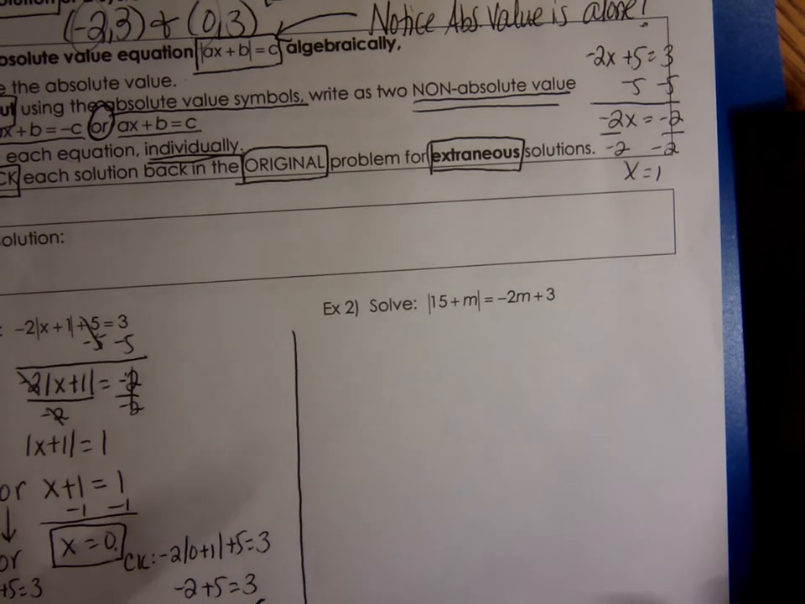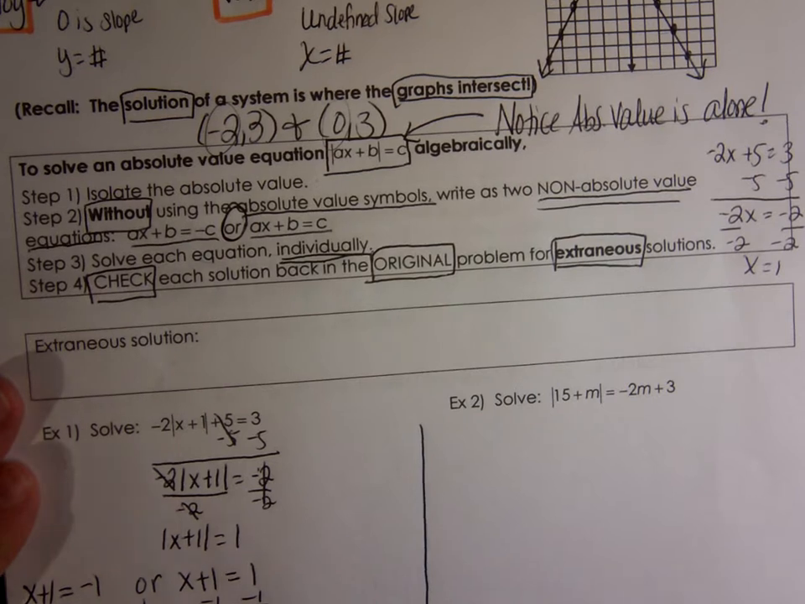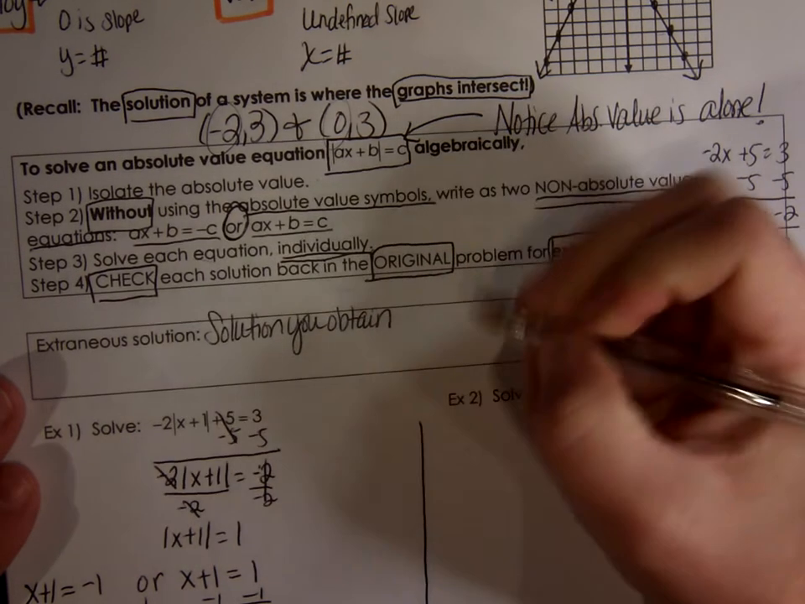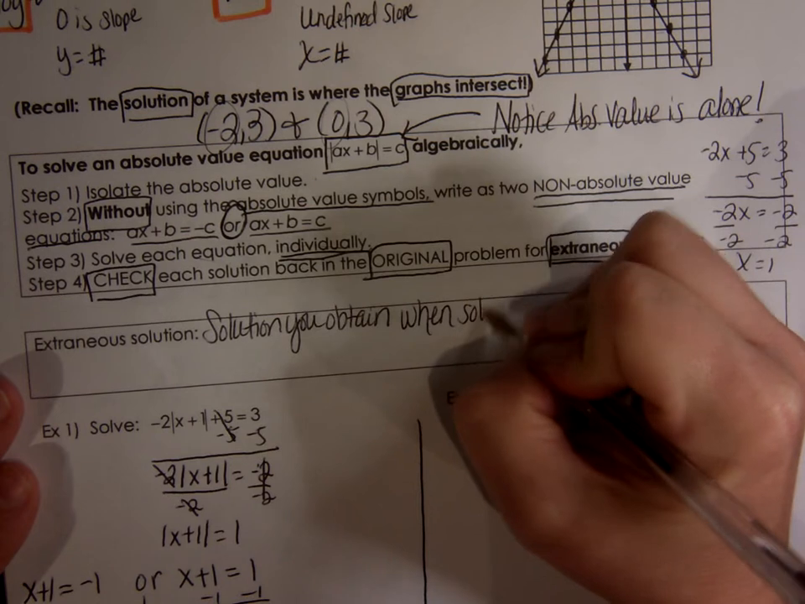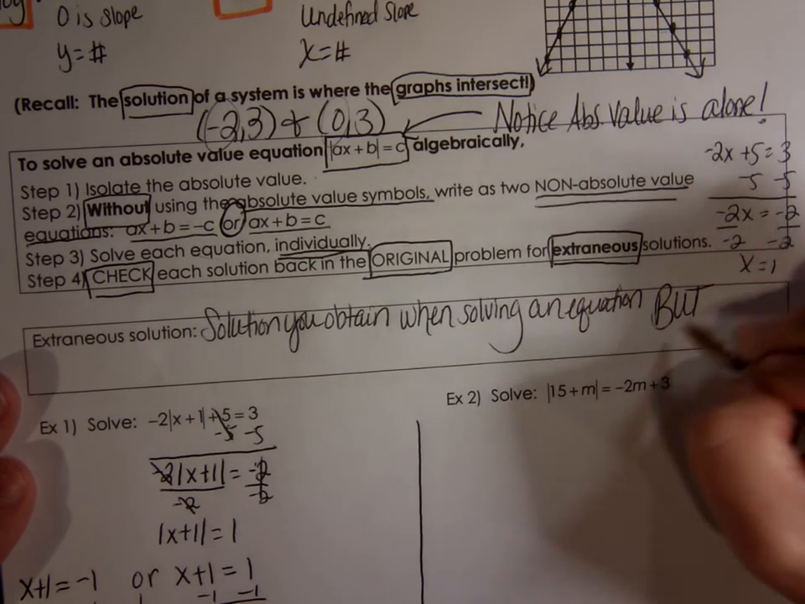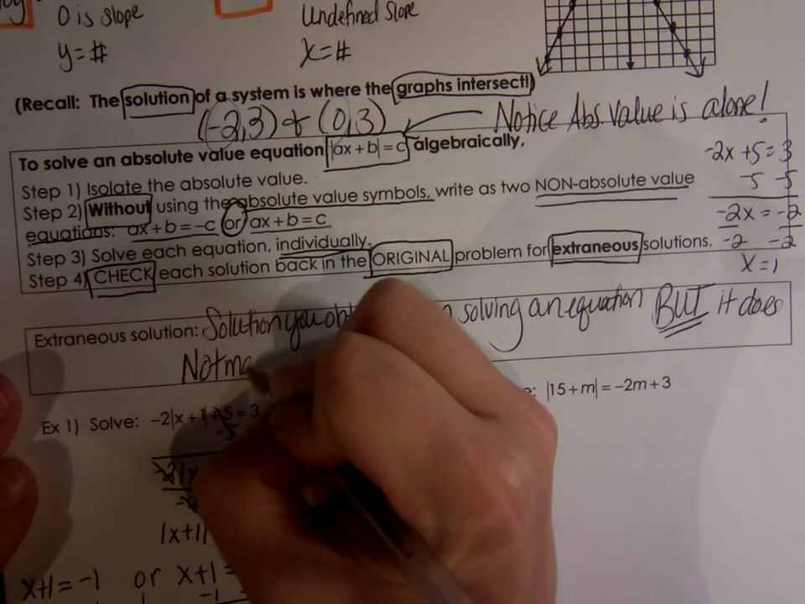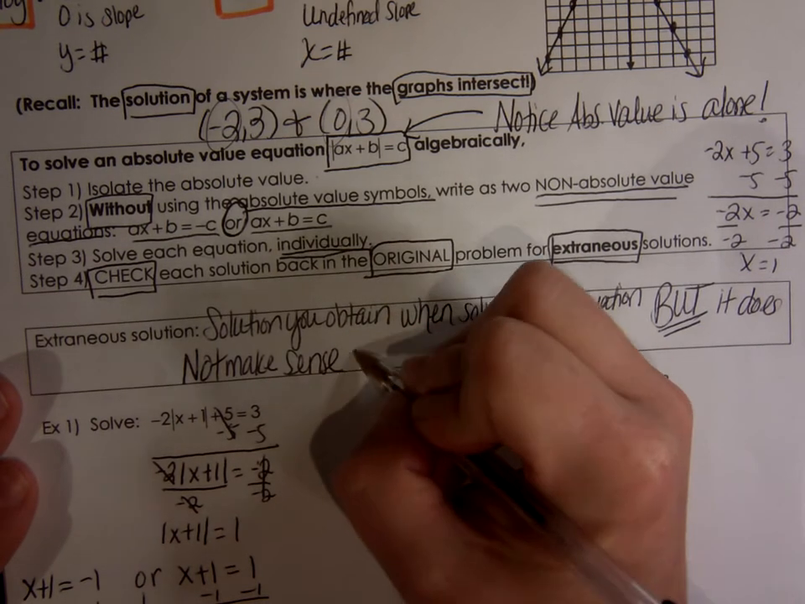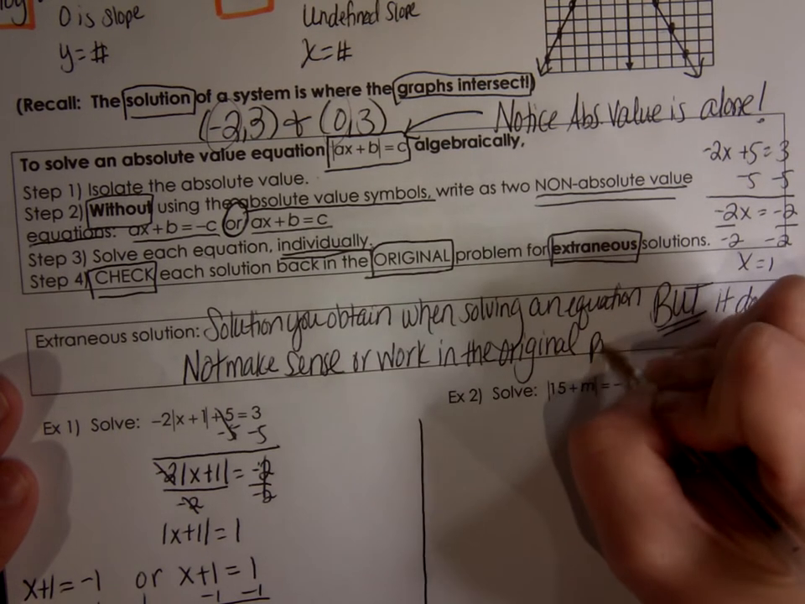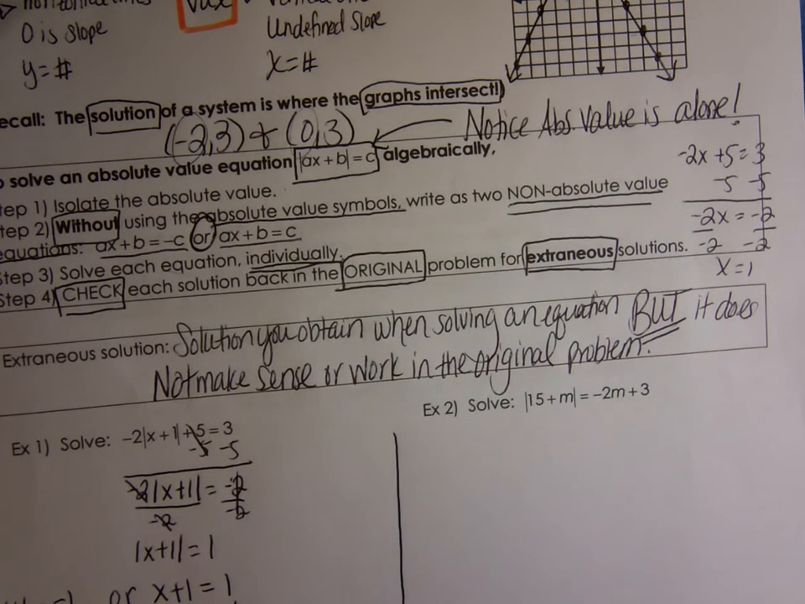And so we're going to follow the same exact steps, but this time we might fall into a thing called an extraneous solution. So I want to define what an extraneous solution is. An extraneous solution is a solution you obtain when solving an equation but it does not make sense or work in the original problem. So therefore it's a solution that you're like, that doesn't make sense at all.